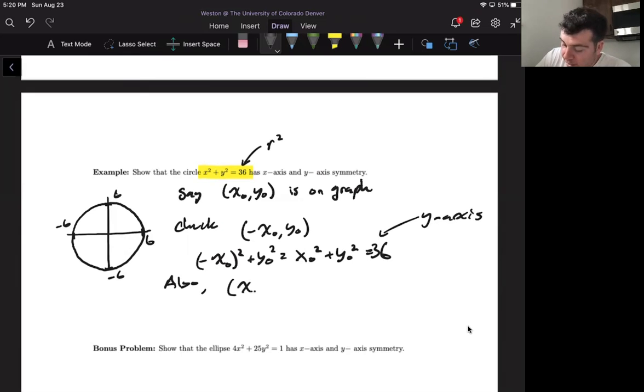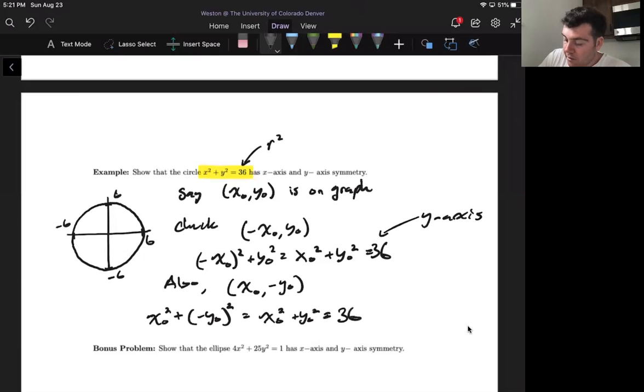And we also check x naught, negative y naught. And by almost the same computation, we get x naught squared plus y naught squared, and that equals 36. And so that gets us x-axis symmetry. And just looking at the picture, we should be able to see too that it has x-axis and y-axis symmetry.